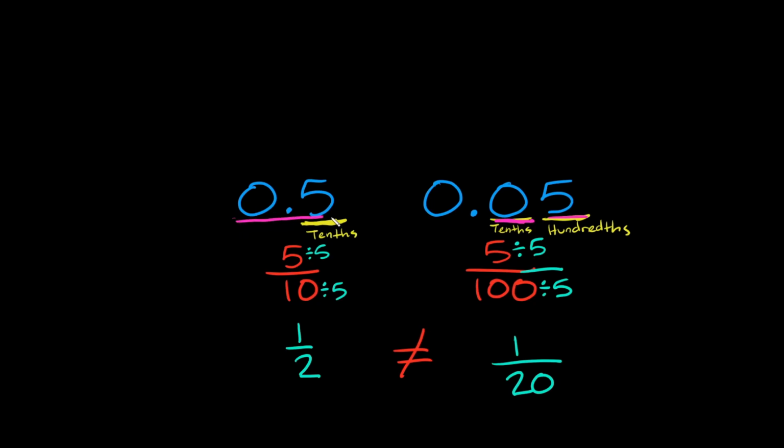So if I rewrote these two decimals right here, so 0.5 and 0.05, again, this 5 is in the tenths place, and this 5 down here is in the hundredths place, so they are not equivalent decimals. All right, let's try one more example.